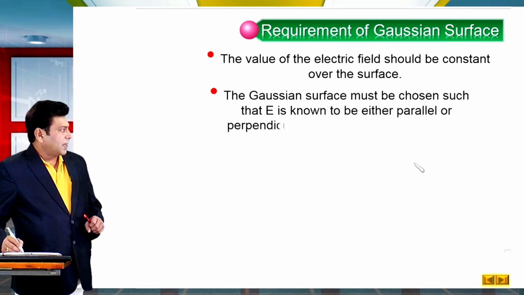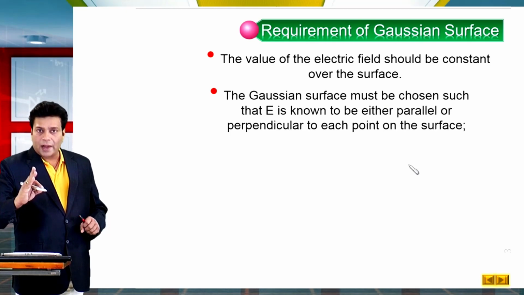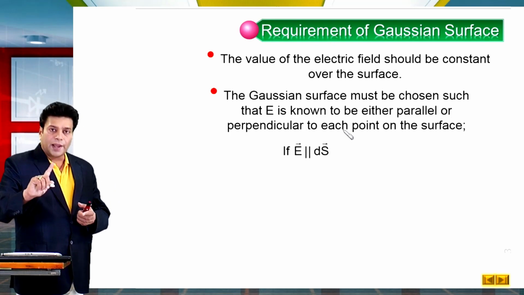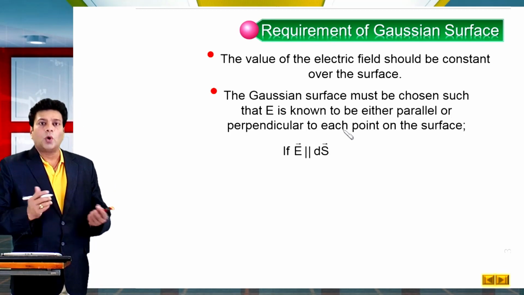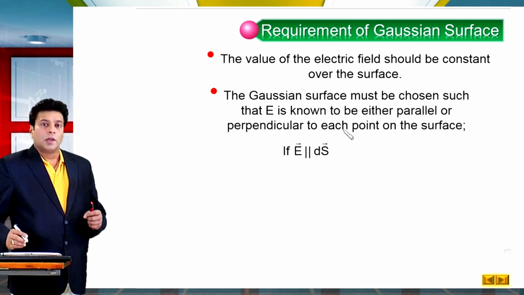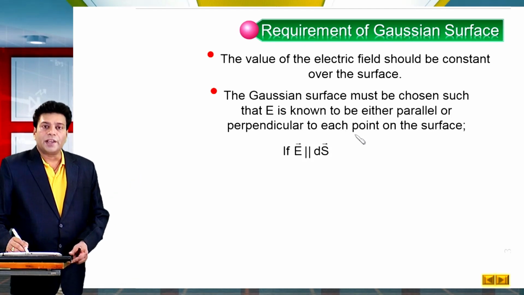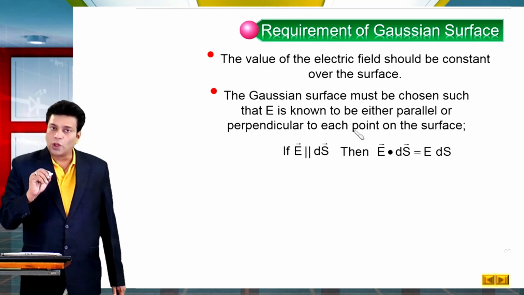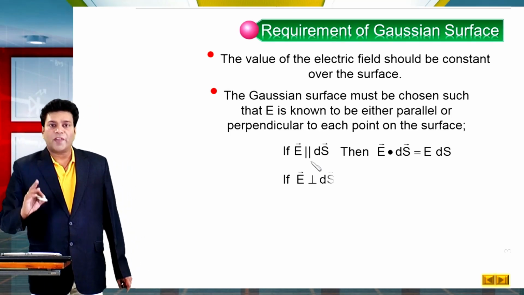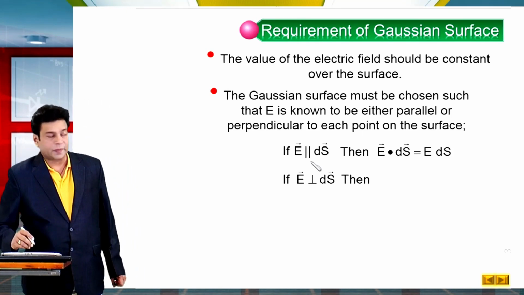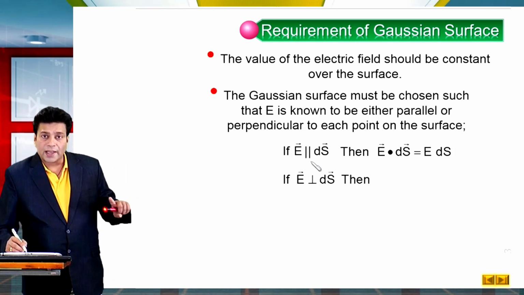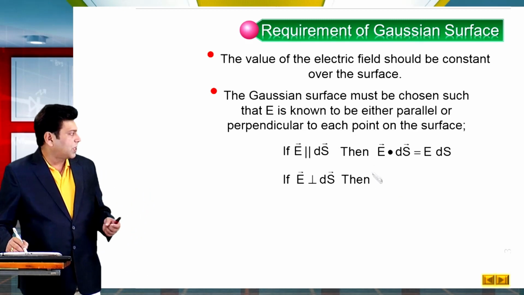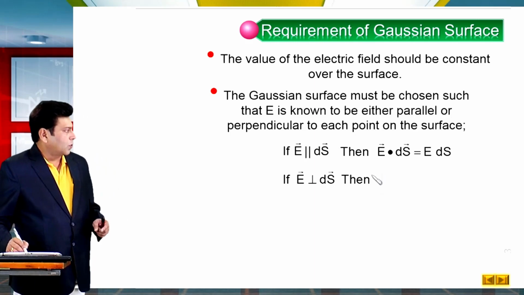In this way, we can say if suppose E is parallel to ds, it means the angle between the electric field vector and area vector is 0 degree. So cos 0 equal to 1. So here we can write E dot ds equal to E multiplied by ds. Now come to the perpendicular case. If E is perpendicular to ds, that means E dot ds equal to 0, because cos 90 equal to 0, dot product will be 0. So here we can write E dot ds equal to 0.